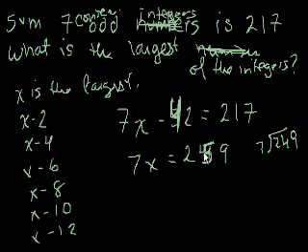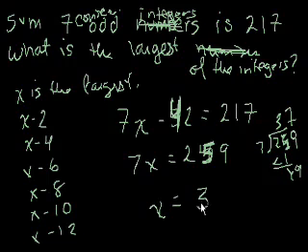See how brave I am? I do this in real time. 259. So 7 goes into 259. Let's see, 7 goes into 25 3 times. 3 times 7 is 21. 49, 7 goes into 49 7 times. So we get x is equal to 37.